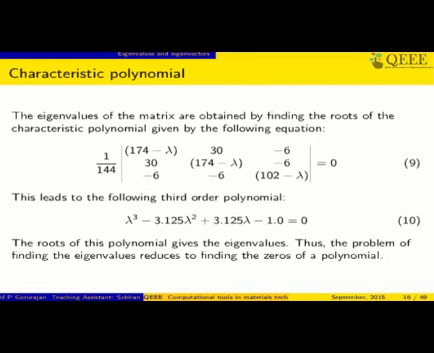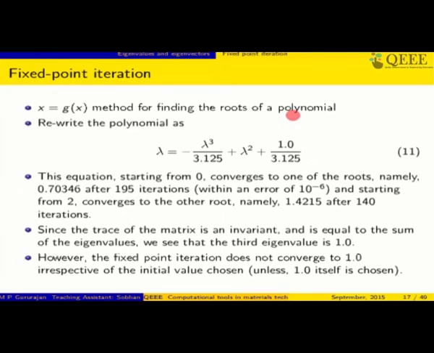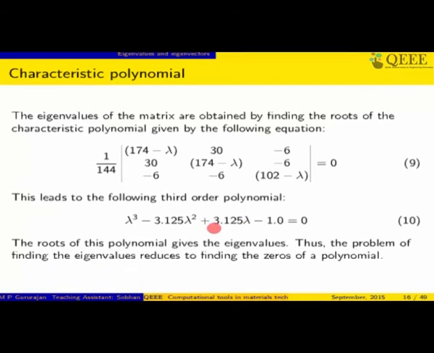So how do we get the eigenvalues is the question. There are many different methods of getting zeros of a polynomial. There are lots of numerical techniques for finding zeros of a polynomial, which is what we are going to discuss in this module. The first one is a very simple minded method, known as fixed point iteration. It's also known as the x equal to g(x) method for finding the roots of a polynomial. How does this method work? Let's go back and look at this expression. You have 3.125 lambda.